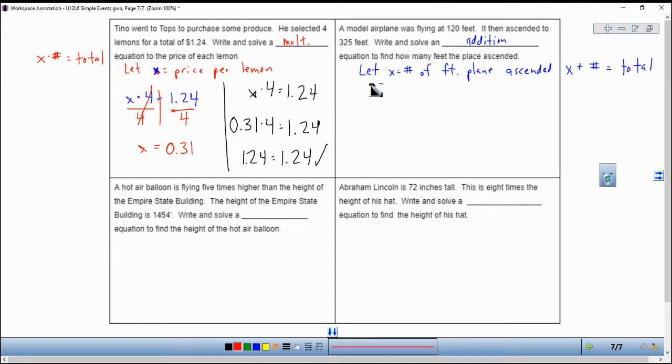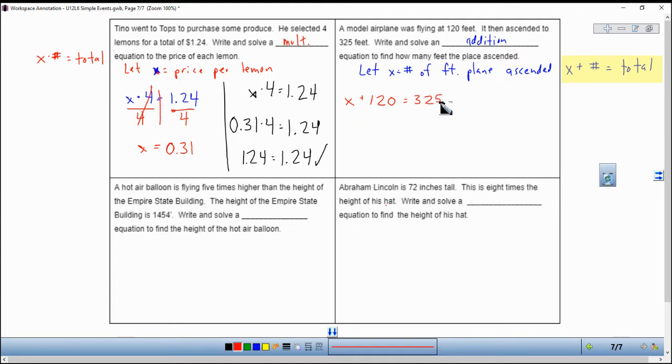All right, to write this equation, we have our variable. Okay, I'm back after dismissal. Here we go. We're writing an addition equation, and this is what an addition equation looks like in 6th grade. Our variable plus a number equals the total. So our variable is x. So we're going to do x plus, well, what's our number? What's our total? Our total is 325. The number is 120. The total is 325.